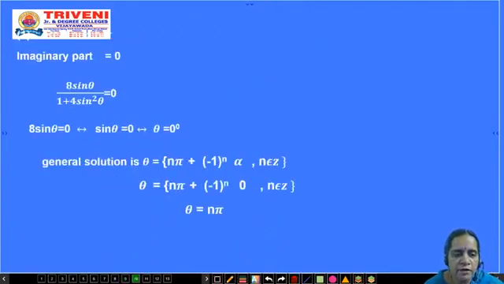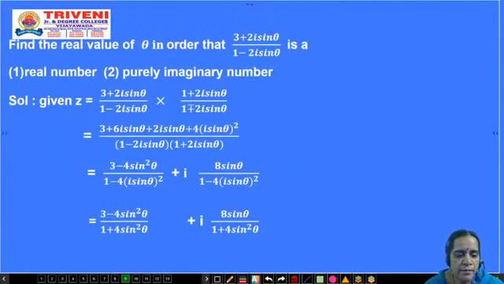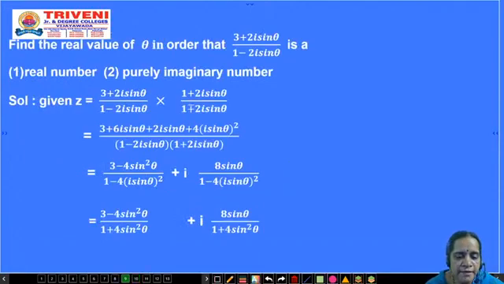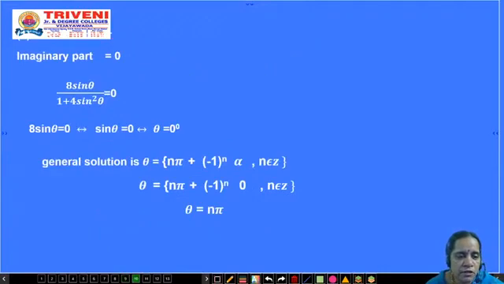Then the continuation of this problem: the first one is what here? The real number. For it to be real, the imaginary part is equal to 0. Then what is the imaginary part here? 8 sin theta by (1 plus 4 sin theta) whole square is equal to 0. Then the denominator goes to the right hand side and it becomes 0. 8 sin theta is equal to 0. Then sin theta is equal to 0, so the value of theta is 0 degrees.